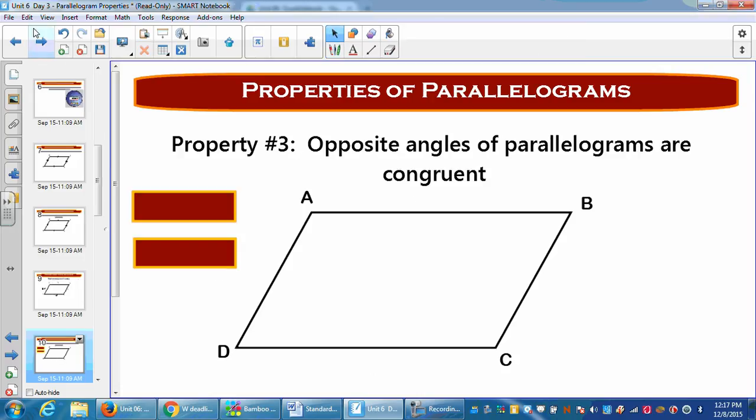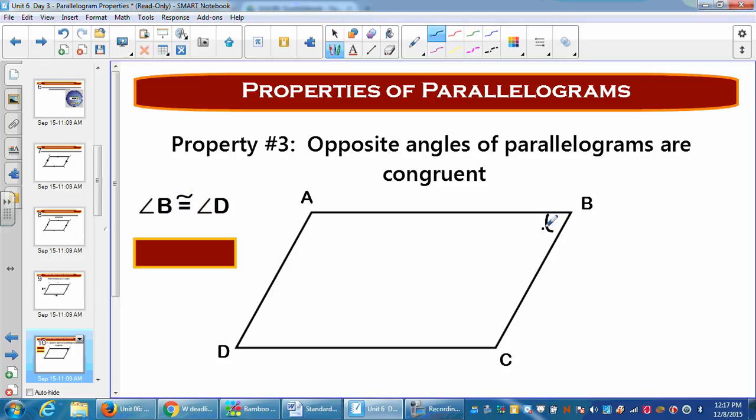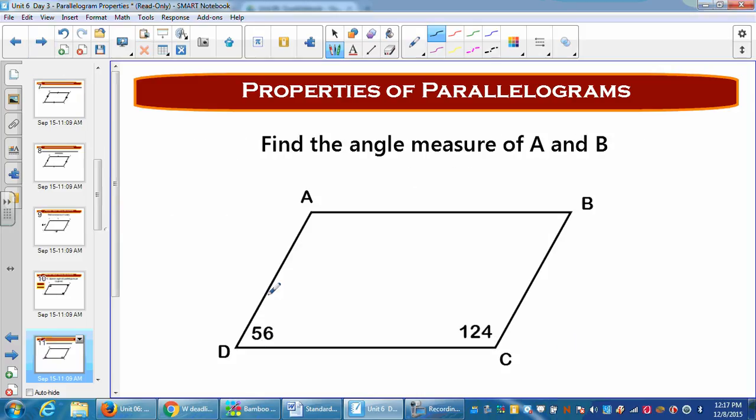All right, moving on. Now, the third property is opposite angles in parallelograms are congruent. So the opposite angles would be like B and D. Those two angles are the same size. Likewise, angle A and angle C will be congruent. So if we want to find the missing measures, if this is 124, A is just going to be 124. If this is 56, B has to be 56.